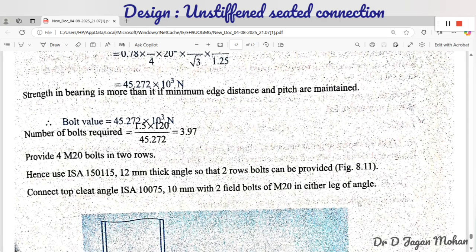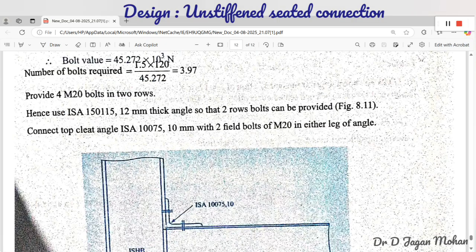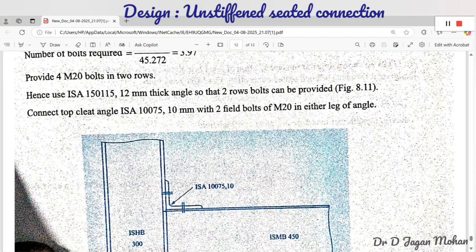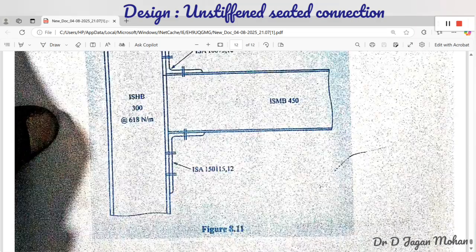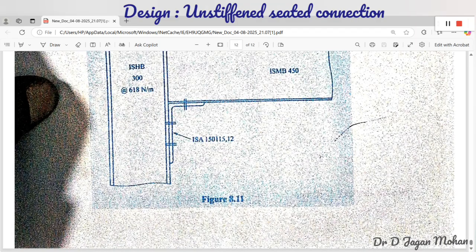Now, this is related to the seat angle. Now connect the top cleat angle. So this top one uses the same size and diameter bolts, two numbers. One is connecting the flange of the column, another one is here, on both sides of the web. Here also 2 bolts on both sides of the web. Same diameter, M20, 20 mm diameter bolts. So this is the design.